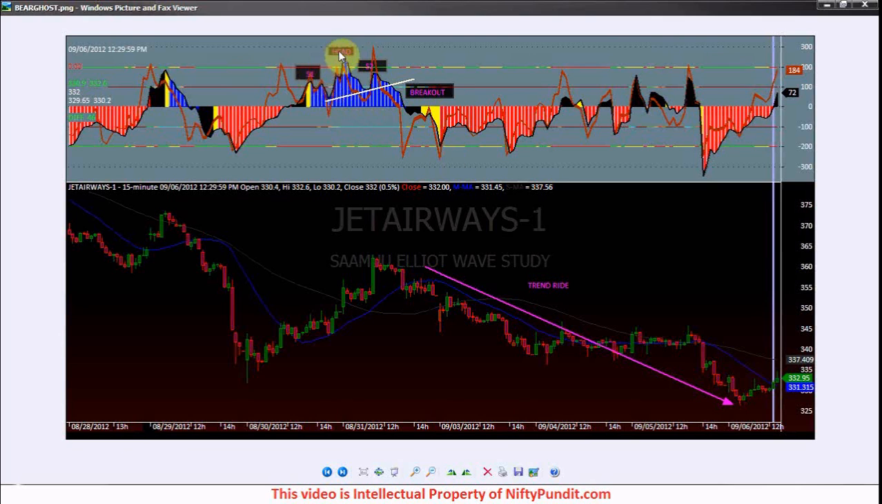Shoulder 1, this is the head, and shoulder 2. Our entry will be the breakout of this trend line connecting the two necklines. So our trade will be here. So we'll be entering it here short, at this place, the big bar.